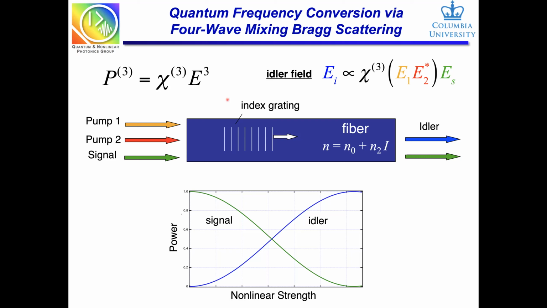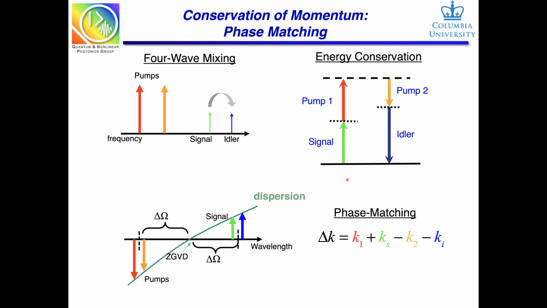But if you look at the nonlinear strength, which depends on the powers of these two pump waves, you can see that the signal wave, as it propagates through the material, or as a function of this nonlinear strength, goes down. And when you get into this regime of pi over 2, it has completely converted all its radiation to this idler wave. So this is the classical description of this process.